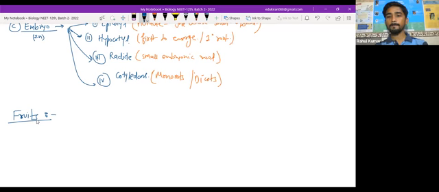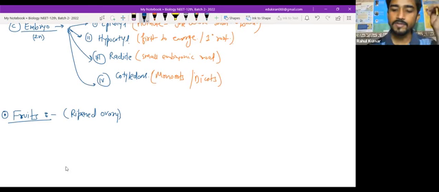Okay. So fruits. What are fruits? Any ideas? How will you define a fruit? Fruit is basically defined as a ripened ovary. Remember, I told you that ovary develops into fruit. Ovaries are the future fruits. Write down: fruits are defined as ripened ovaries.